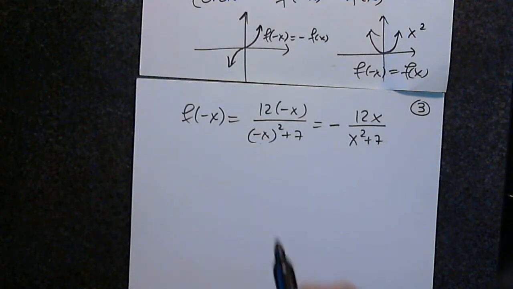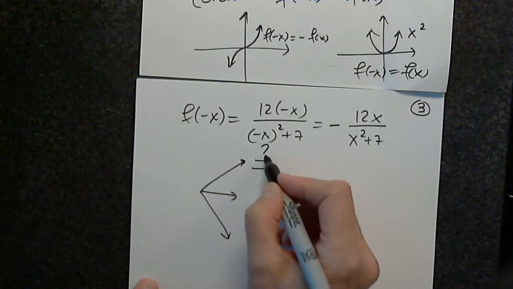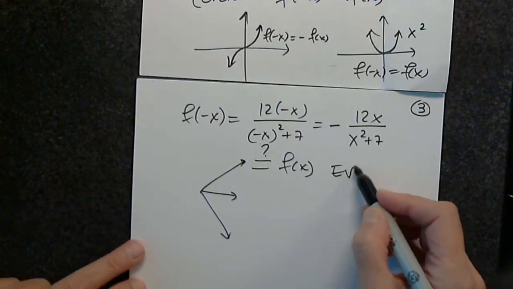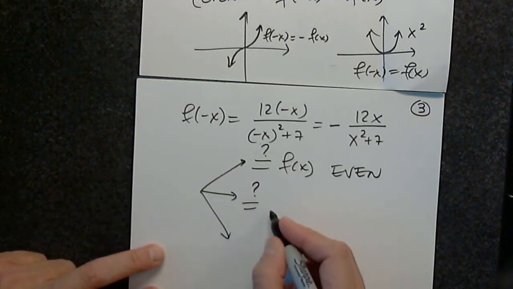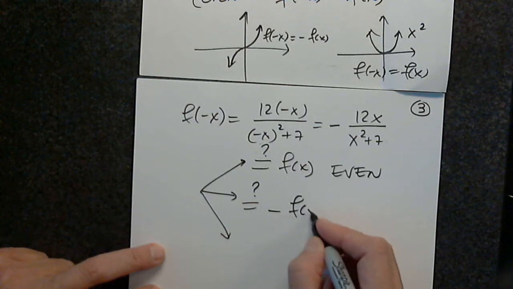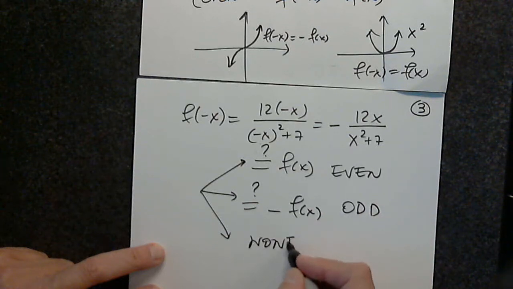Agreed? So here I'm asking myself three questions. Does this equal f of x? If you say yes, then I'll say the function is even. Does this equal, what is the second option? Negative, very good, f of x. If it's yes, then it's odd. Or none of the above.